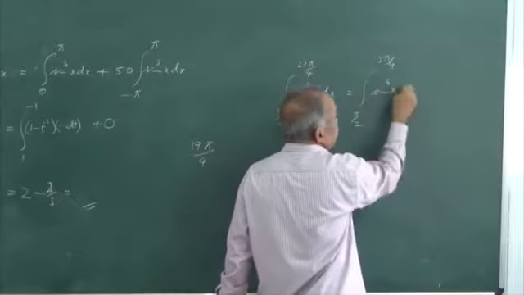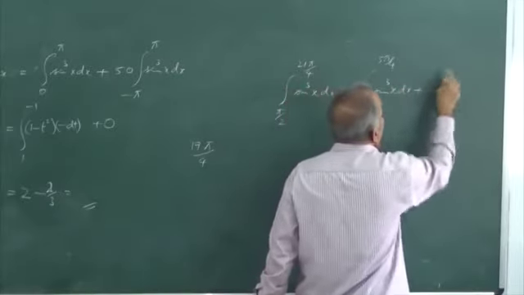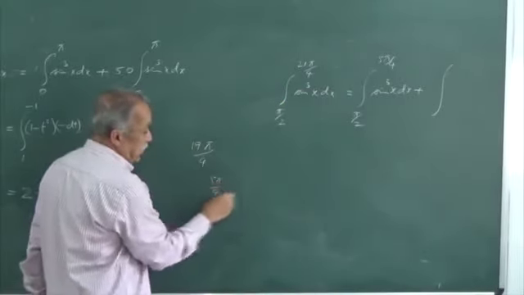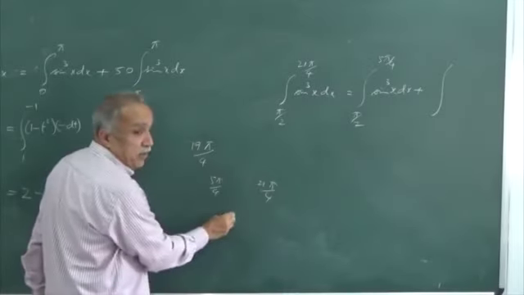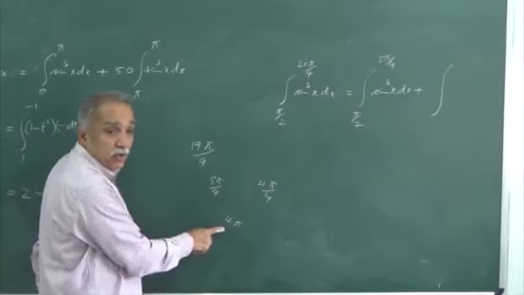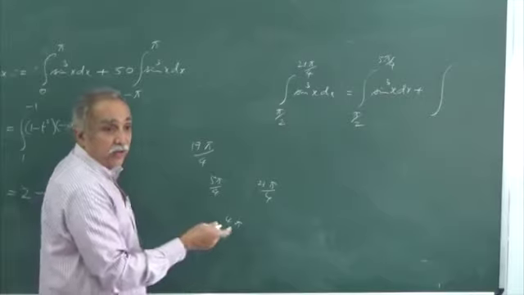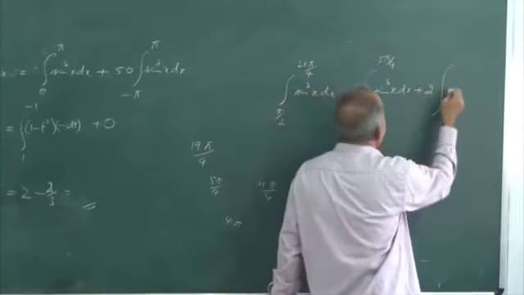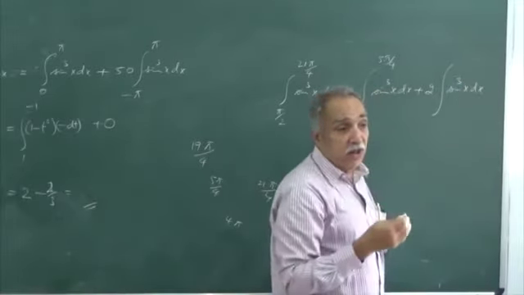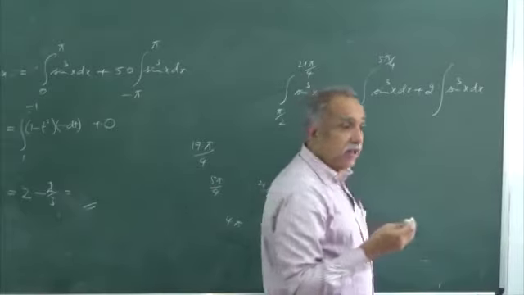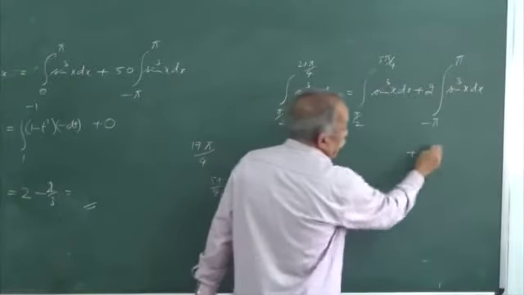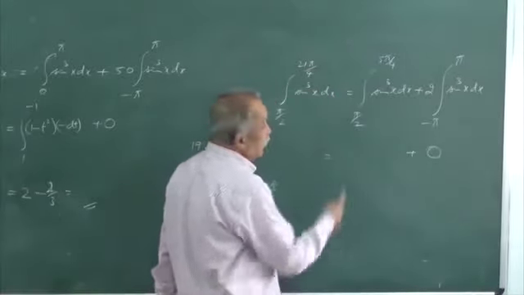Function to be integrated: sin cube x. Next will be 5 pi by 4 to 21 pi by 4. 5 pi by 4 to 21 pi by 4 means it's an interval of length 16 pi by 4, or 4 pi. Correct? This length is equal to twice the period of the function. So we may write it as 2 times integral sin cube x dx, integration performed over any interval of length 2 pi, minus pi to pi. Usual method.